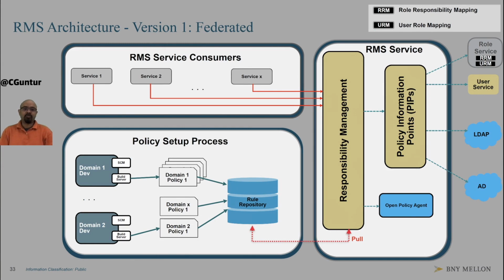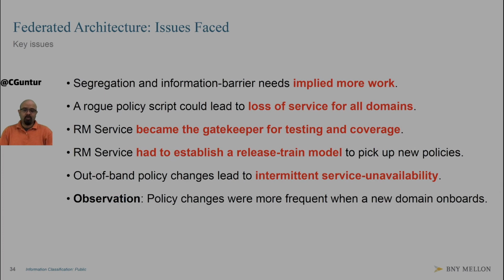Now, there were some drawbacks we found with this model. Number one, information barriers were missing. So any service could call any other policy. Any rogue policy script could lead to a loss of service for all domains. It was all eggs in one basket. Therefore, responsibility management became the gatekeeper for testing and coverage.